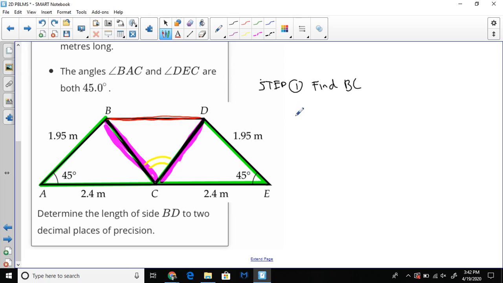Obviously, by now, hopefully you figure out that's going to be the cosine law. So BC squared equals 1.95 squared plus 2.4 squared minus 2 times 1.95 times 2.4 times cos of 45. And then this whole thing you can just punch into your calculator. So give yourself a second, try it out. I will do so on my end.